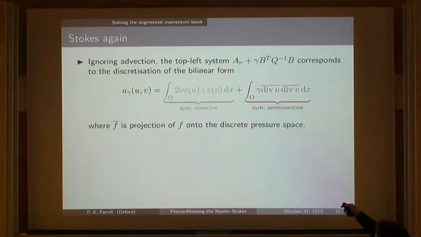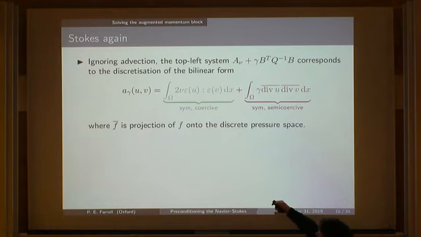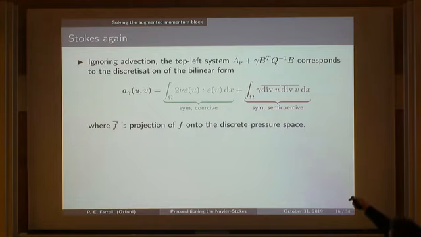So let's ignore advection, and let's just think about what the bilinear form corresponding to this matrix is. So we have two terms. We have the viscous term. So here we have the inner product of the symmetric gradient of U, the symmetric gradient of V. And this is nice, it's symmetric and it's coercive, so long as I have the right boundary conditions, right? So this is a lovely term, can't complain. But this term is the form that gives you this matrix here, and it's the inner product of the projected divergence of U, projected onto the pressure space, and the projected divergence of V.